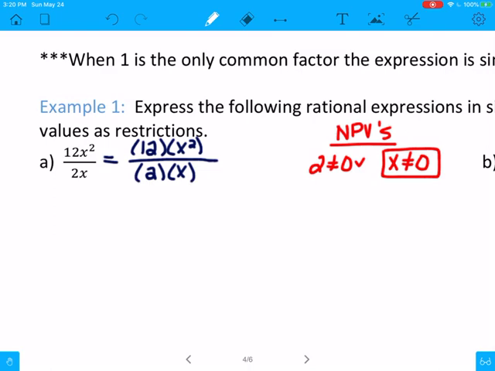Step 3, cross off anything that's the same. So this might be easier for you to recognize if it's like this. So when it's a monomial like this, I can go 12, and x squared is just the same as writing an x and an x. And then the bottom, I have a 2.